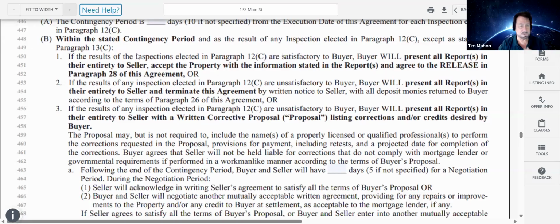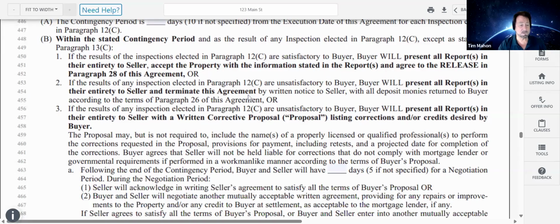And then it basically says what happens when this contingency period ends. Okay, if the results of the inspection elected are satisfactory, buyer presents all reports, the entirety, to the seller and accepts the property. That almost never happens. If the results of the inspection elected in paragraph 3 are unsatisfactory to the buyer, the buyer will present all reports, the entirety, to the seller and terminate the agreement of sale. We hope that doesn't happen.